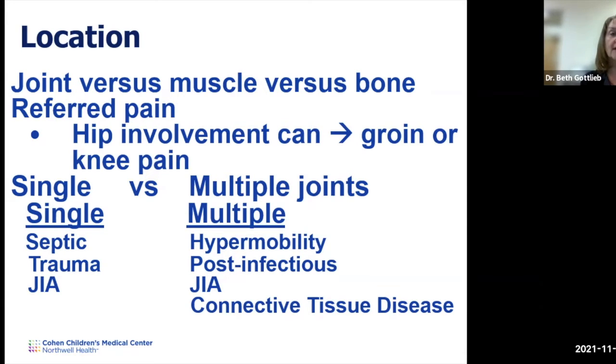Is it in one location or many locations? If it's a single joint, we might think about a septic joint, about trauma, about juvenile arthritis. Multiple locations might have us think about hypermobility syndrome, which we'll talk about more in a minute, juvenile arthritis, or connective tissue disease. Post-infectious things like reactive arthritis could be in multiple joints.